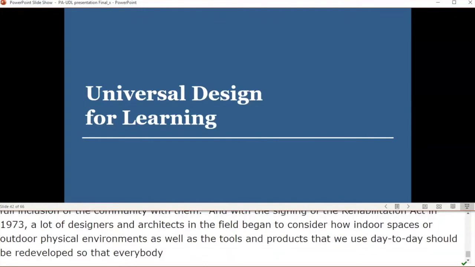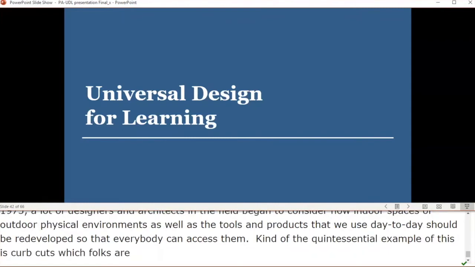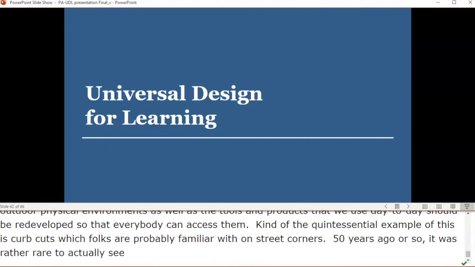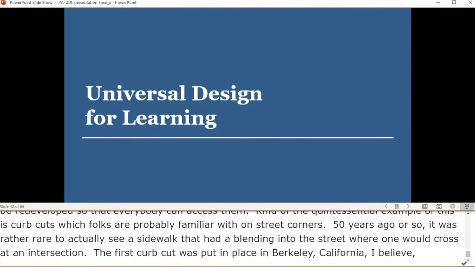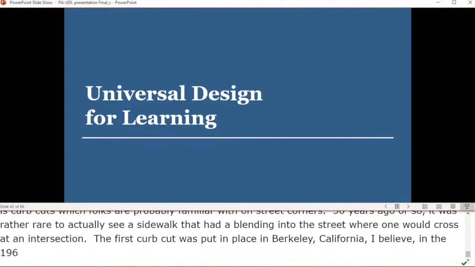And kind of the quintessential example of this is curb cuts, which folks are probably familiar with on street corners. But 50 years ago or so, it was rather rare to actually see a sidewalk that had a blending into the street where one would cross at an intersection. The first curb cut was actually put in place in Berkeley, California, I believe, in the 1960s.